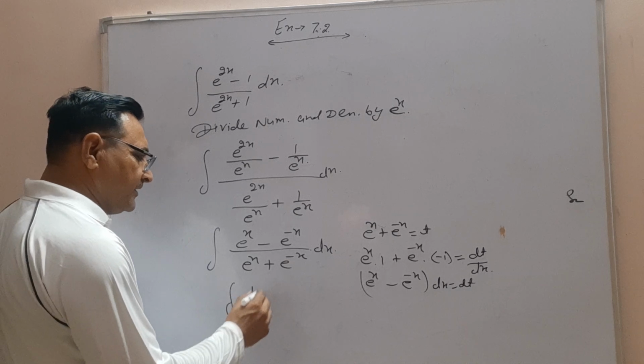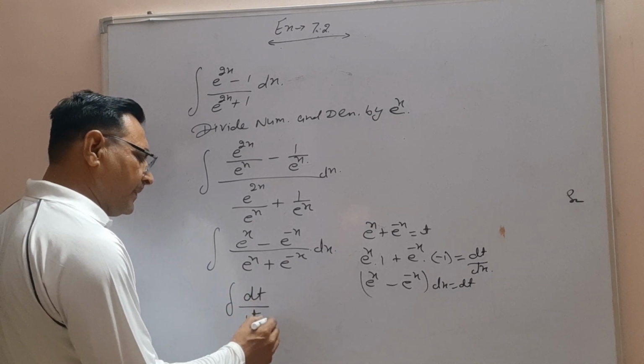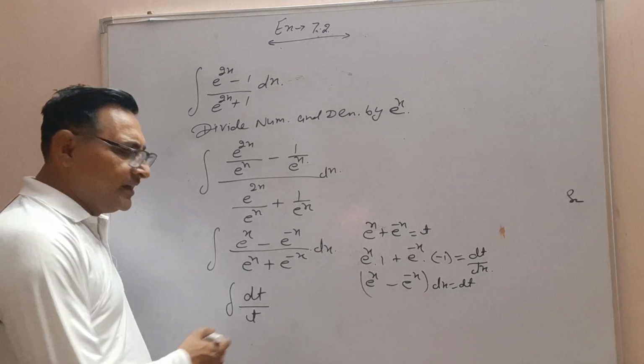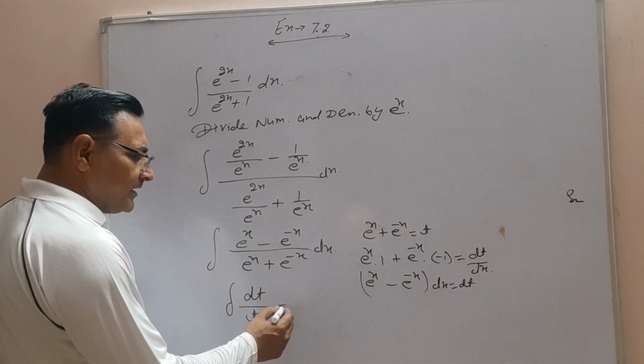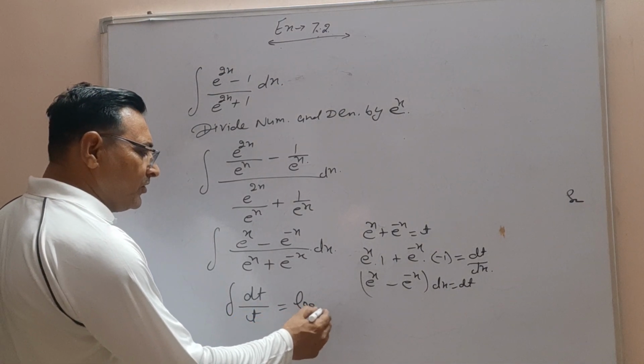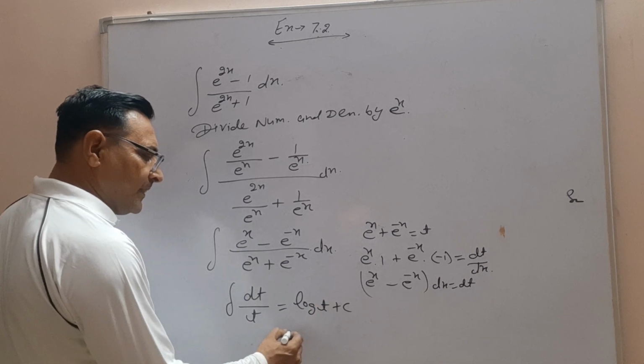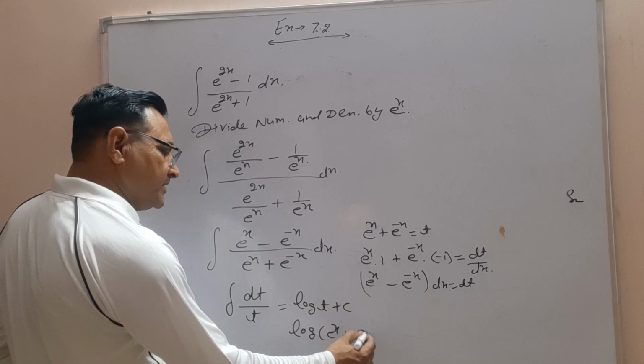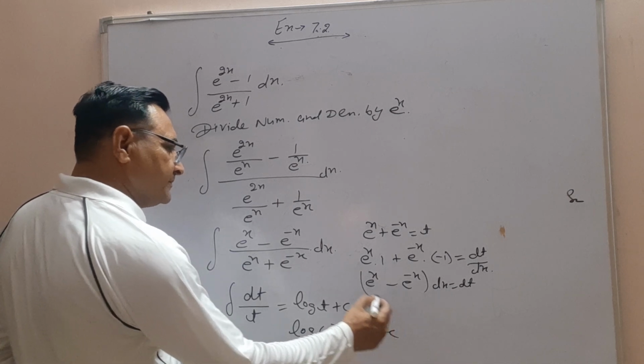So we can write dt by t. In the denominator there is a linear function and its integration will be equal to log of t plus c. Put here the value of t: log of e^x plus e^(-x) plus c.